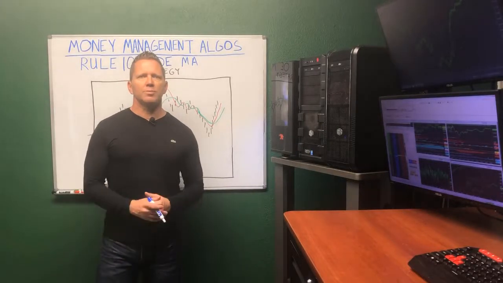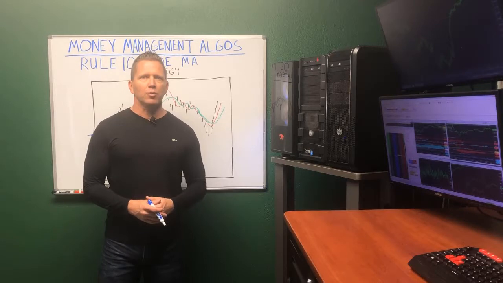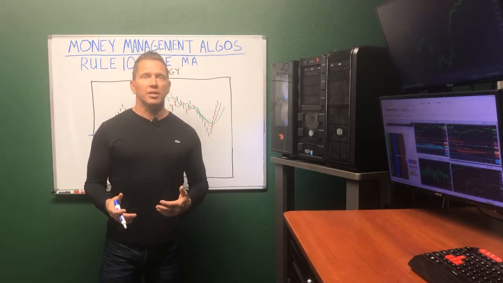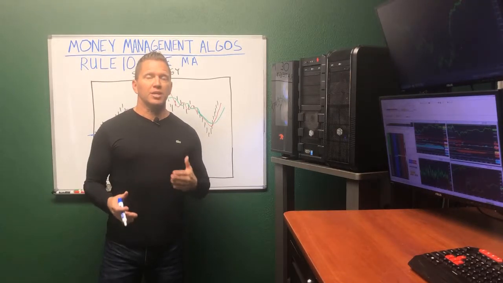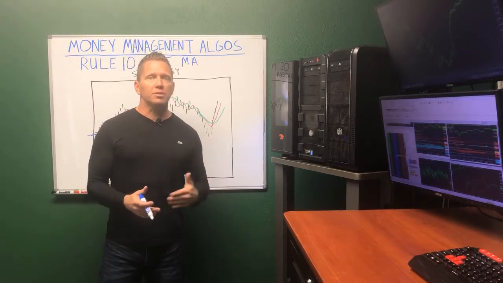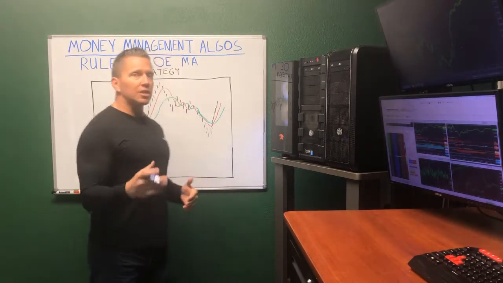Rule 10 of the money management algorithms is the moving average of the open equity curve. Rule 1 was the closed equity curve moving average. Rule 10 is the open equity, which updates bar by bar. Rule 1 updates on a closed trade basis. Rule 10 updates bar by bar. And so let's take a look at this.